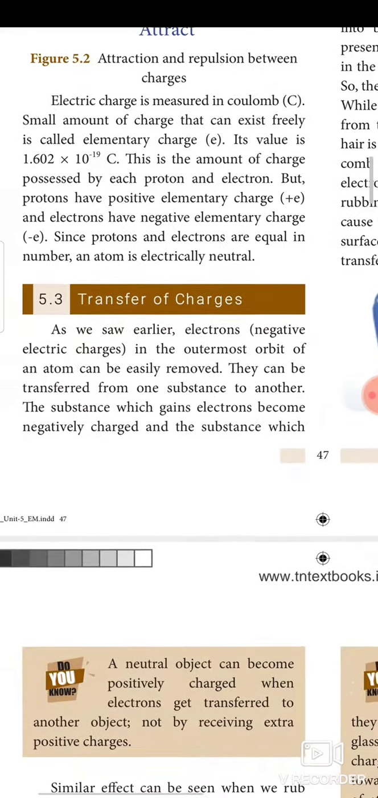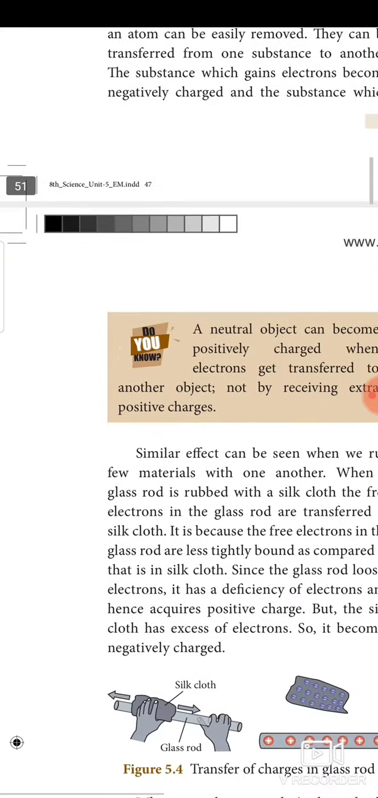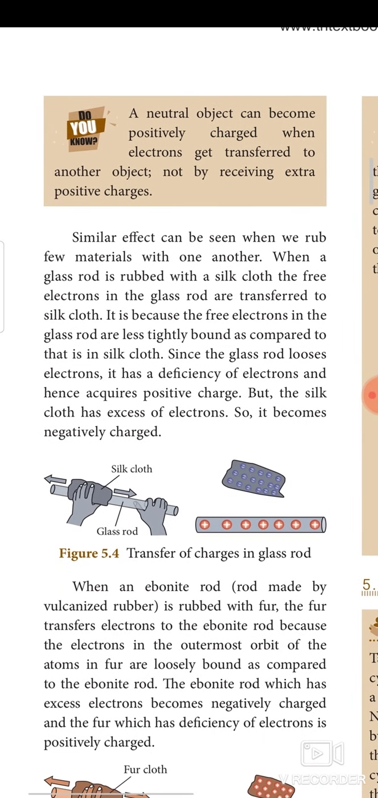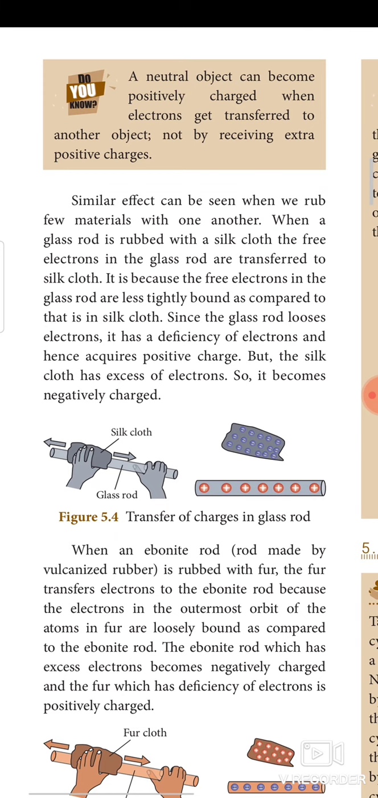A similar effect can be seen when you rub a few other materials with one another. When a glass rod is rubbed with a silk cloth, what will happen? The free electrons in the glass rod are transferred to the silk cloth. It is because the free electrons in the glass rod are less tightly bound as compared to those in the silk cloth. Since the glass rod loses electrons, it has a deficiency of electrons and hence acquires positive charge. But the silk cloth has excess of electrons, so it becomes negatively charged.